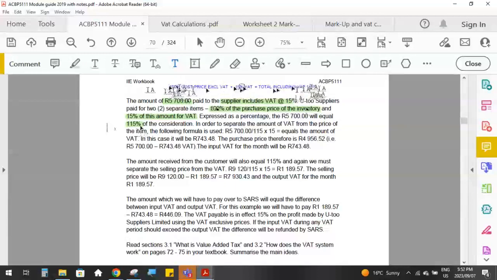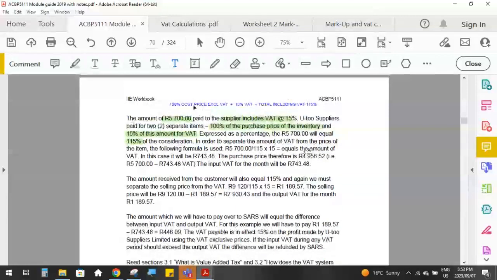So if in a question they give you an including VAT amount, and you've got to work out what the excluding VAT amount is, you're going to take the including VAT amount and multiply that by 100 over 115, which will give you then 100%, excluding that amount. And if you want to work out what the actual VAT portion is, you can take the including VAT amount and multiply it by 15 over 115, and that will give you the 15% amount of just the VAT on its own.